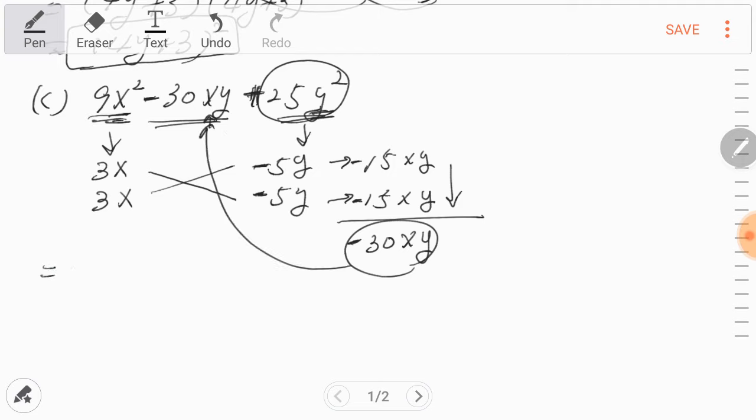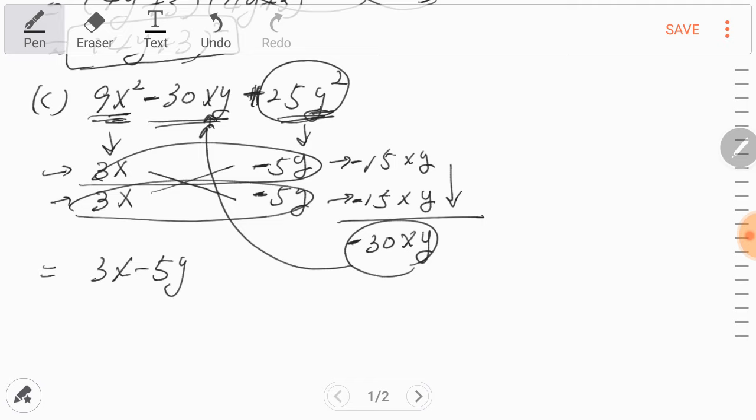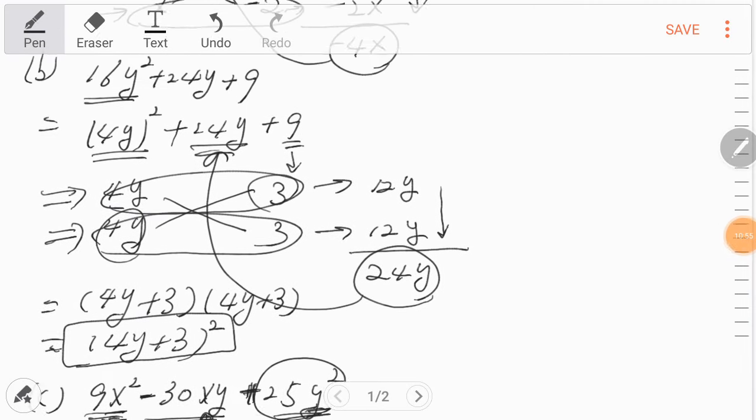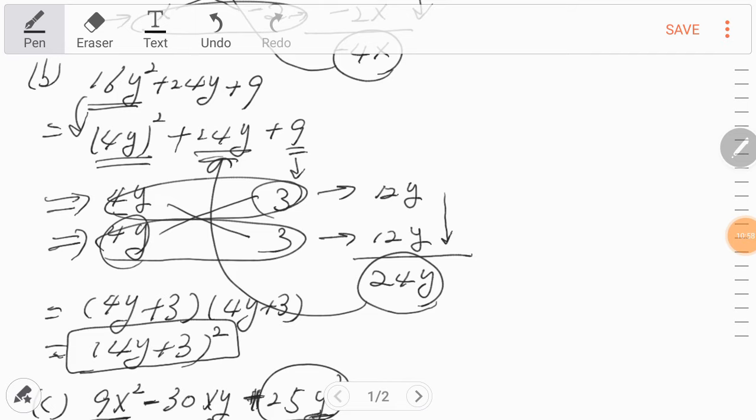So we found the two binomials. The first one, and this is the second one. So 3x minus 5y. These two binomials are the same, so we can square it. So this is the factored form. By the way, from the previous one, you don't have to make it 4y squared, because 16y squared is 4y times 4y. So you don't have to actually do this squaring. Okay.